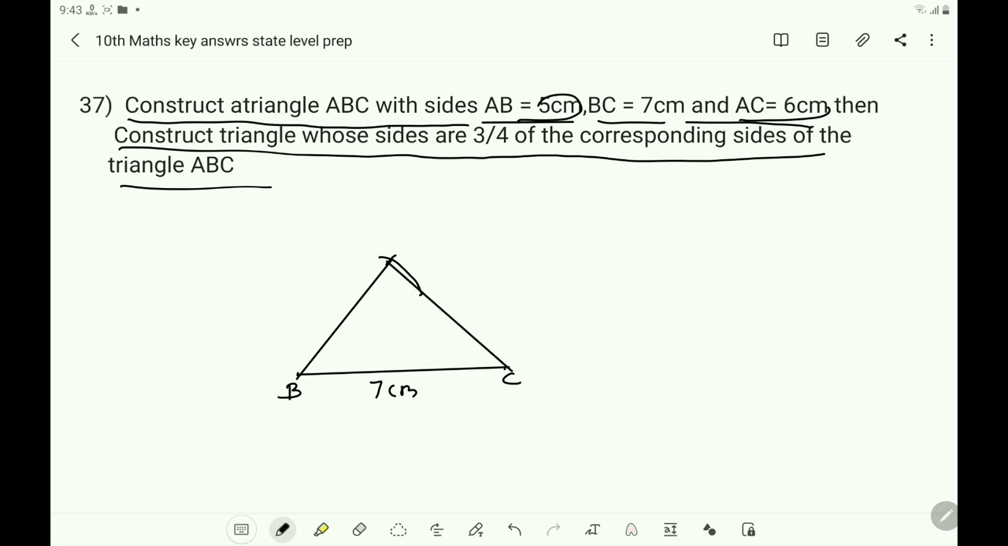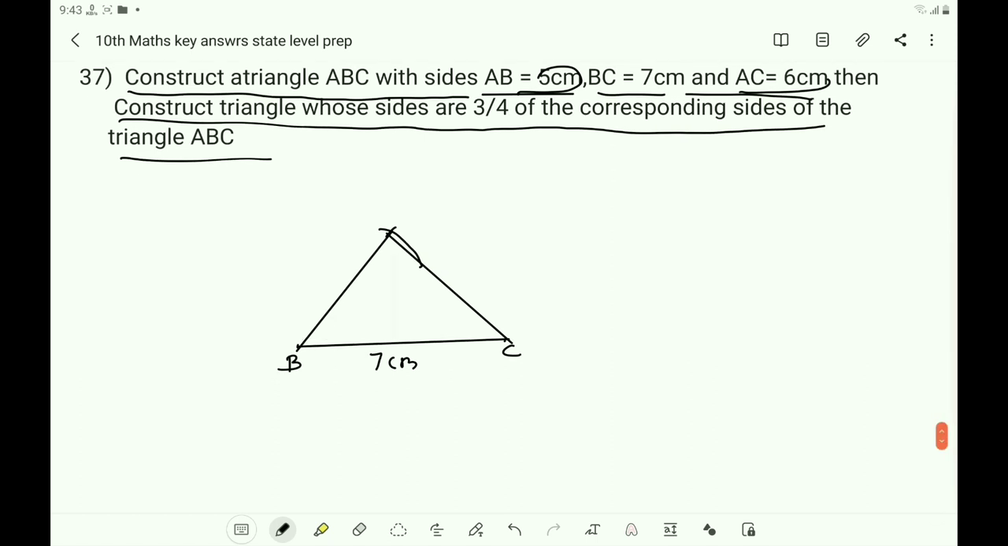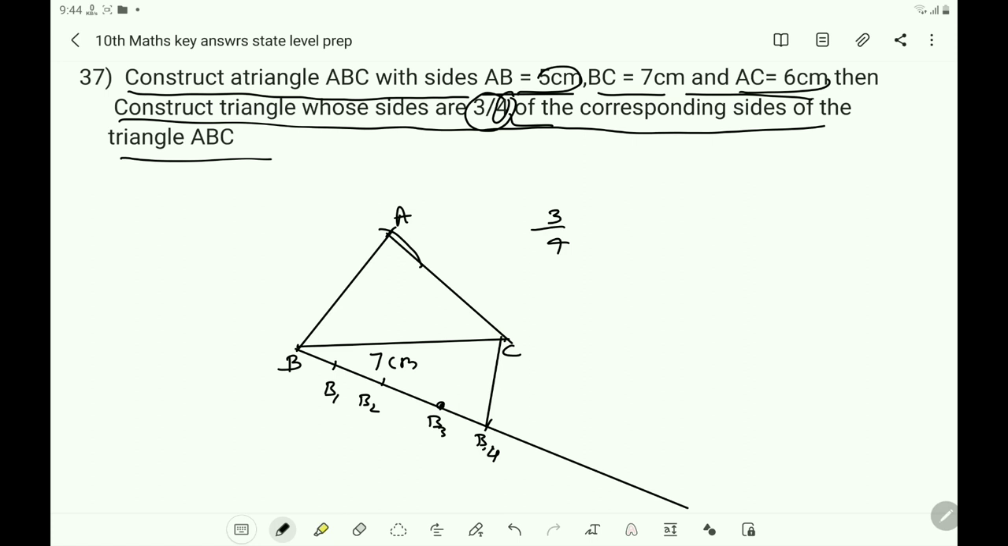Then here, we have to construct the similar triangle to this triangle ABC. And here the ratio is 3 by 4. So, 4 is greater. So, here you draw an acute angle and draw 4 equal parts, 1, 2, 3, 4. They are B1, B2, B3, B4. And here the denominator is 4, so you must join the fourth part to C. Next, the ratio is 3 by 4. You come to the third part, because in the numerator it is 3. Come to the third part.